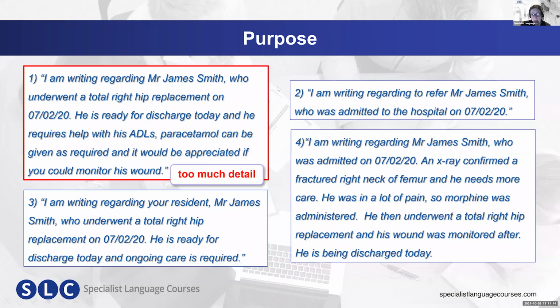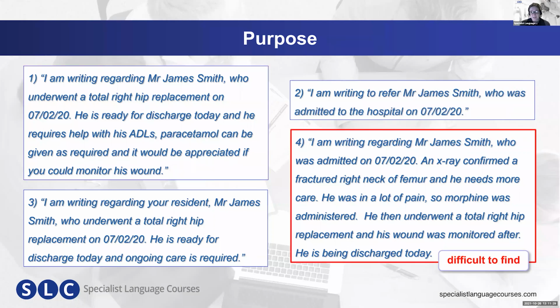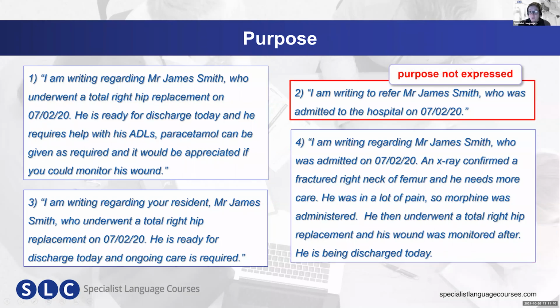So number 1 is okay. I think a lot of you did choose number 1, but there's just a bit too much detail. You don't need to give all the specific details, like the paracetamol can be given as required. You can mention the details later. Paragraph 4, the information is difficult to find. The purpose, he needs more care, is right in the middle of a lot of information. And in number 2, it's just not expressed. So this is a common mistake that people make, is they forget to actually write the purpose: ongoing care, further management, more tests, depending on what it is.